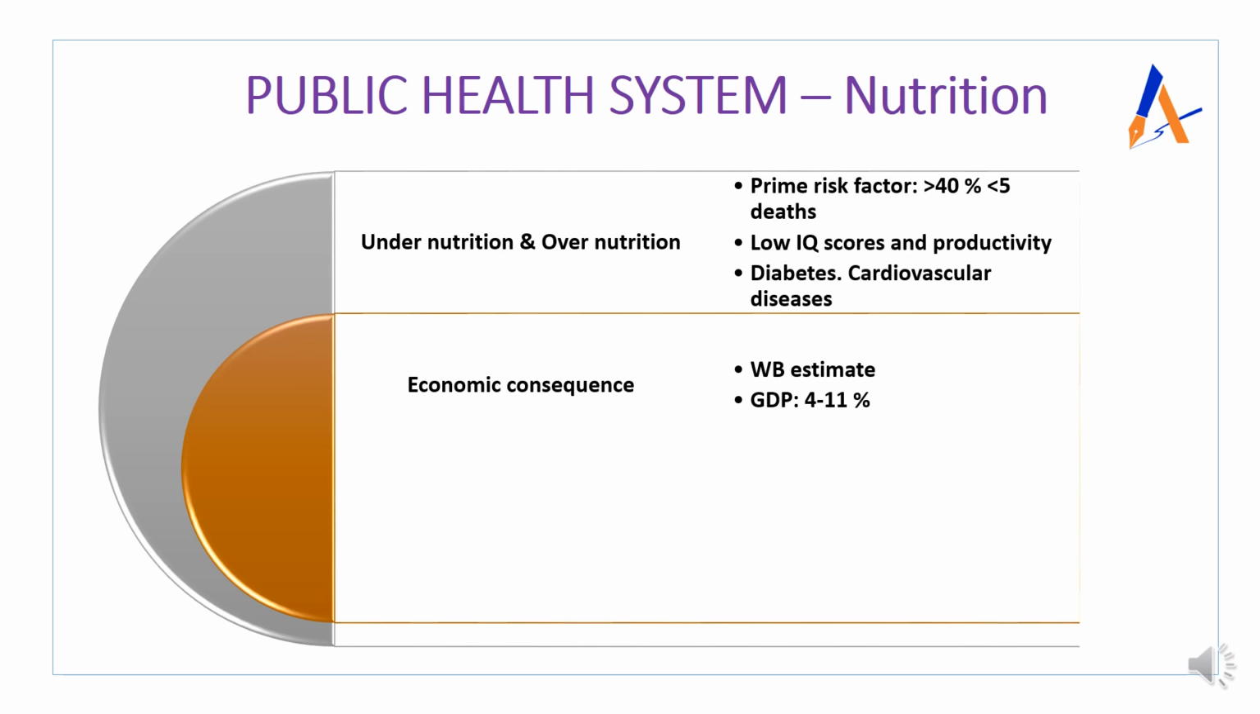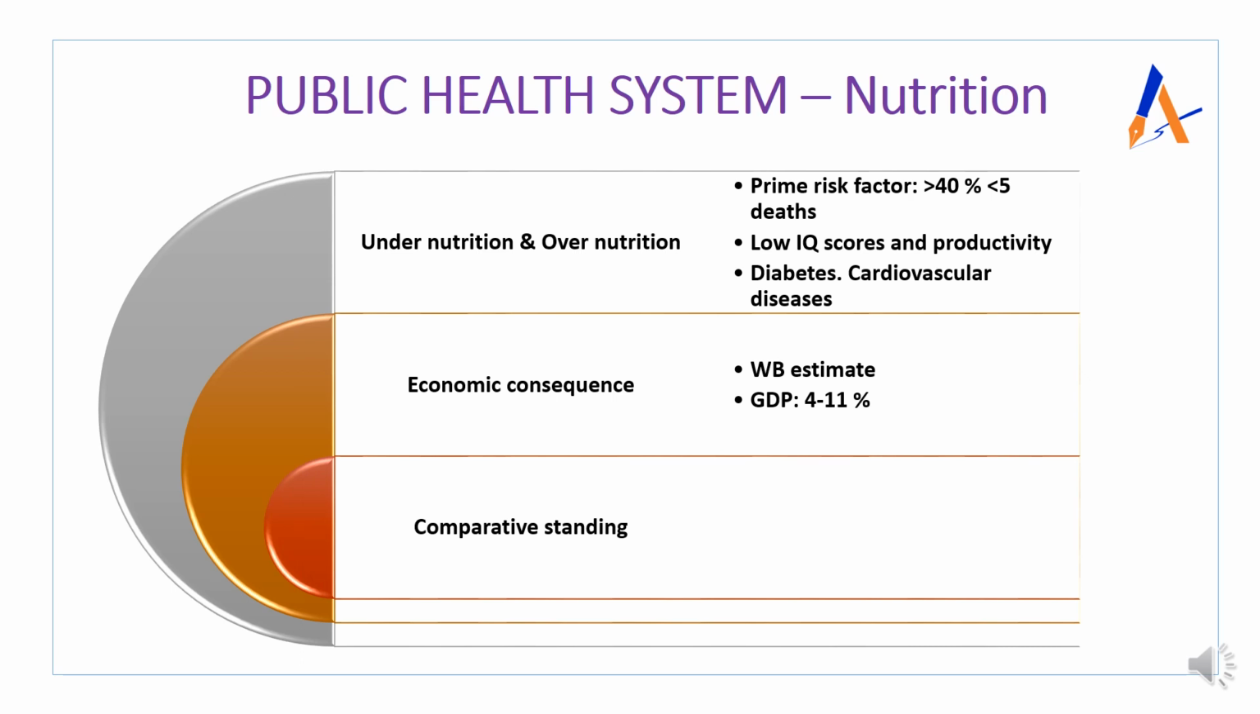If we analyze with respect to health and disease burden, then other challenges would be there, out-of-pocket expenditure would be there, so many challenges are there. So the World Bank estimate is saying that if we reduce stunting, then India can raise its GDP by 4 to 11%. So it has its economic consequences also.